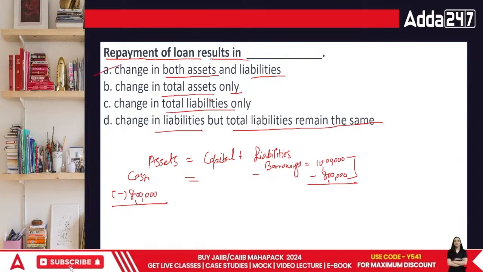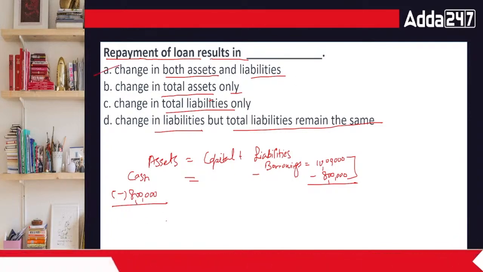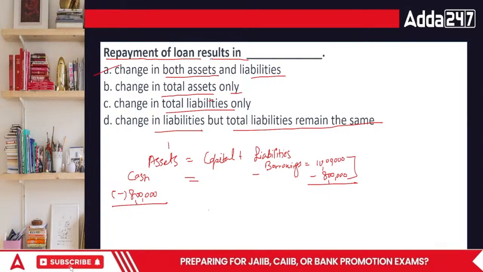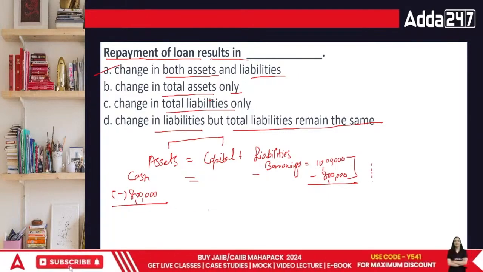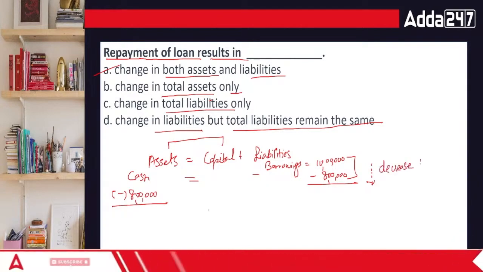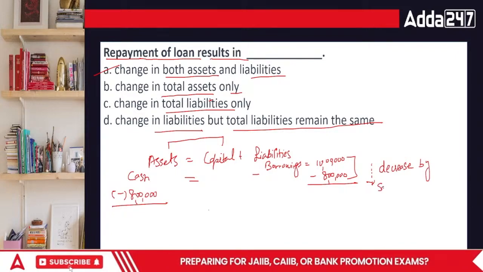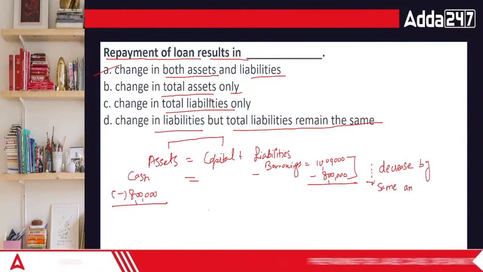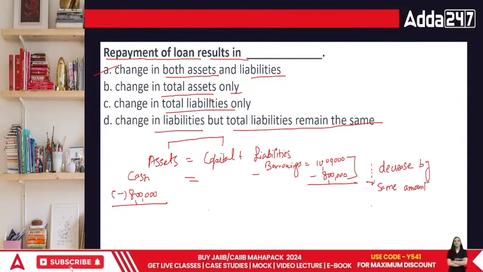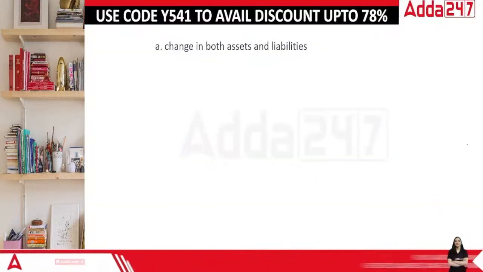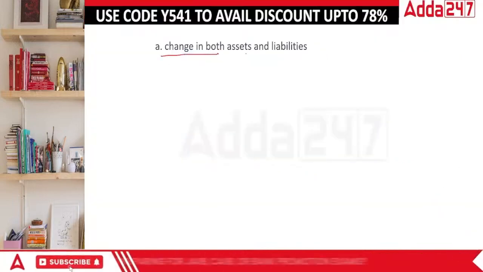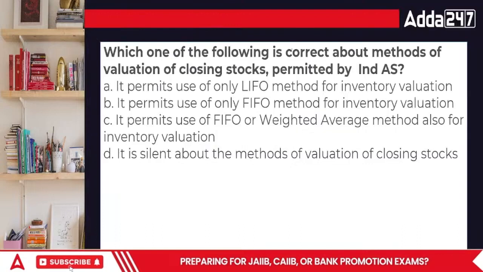So technically it is both assets and liabilities. And ultimately, the LHS is still equal to the RHS. Assets is still equal to capital plus liabilities because both the sides have gone down by the same amount. Done. So the answer is change in both assets and liabilities.